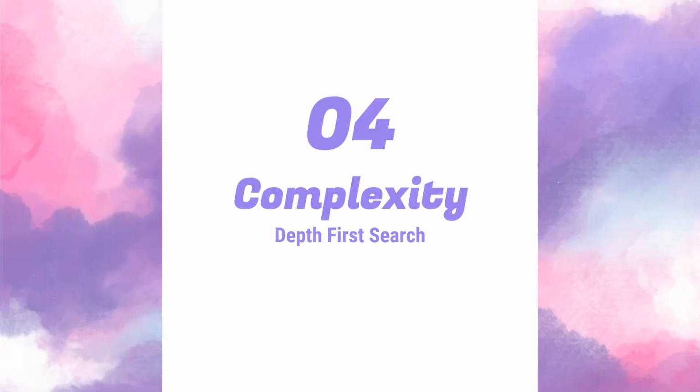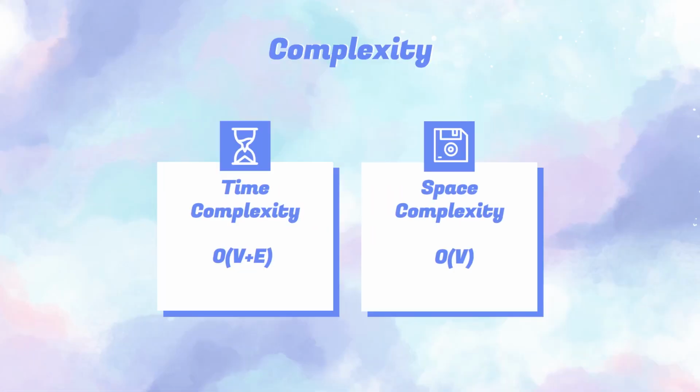Next, complexity. The time complexity of the DFS algorithm is represented in the form O of V plus E, where V is the number of nodes and E is the number of edges. The stack is used to keep track of the last visited nodes. In the worst case, the stack could take up to the size of all nodes in the graph. Hence, the space complexity is O of V.